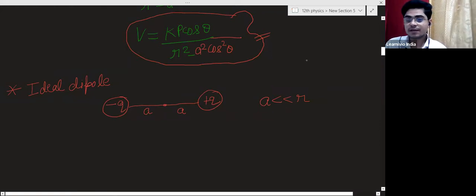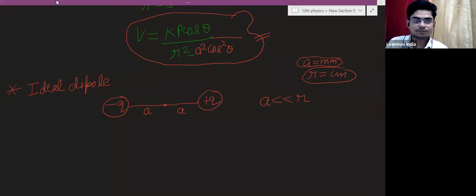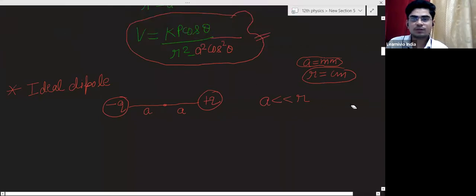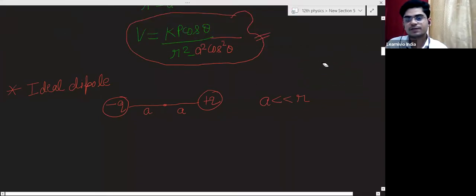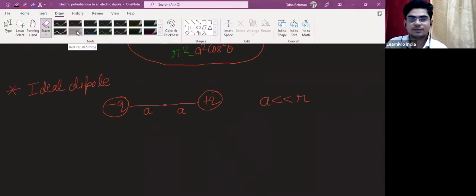So we can say that a can be in millimeter, and r can be in centimeter. It can also be in millimeter or some smaller unit of distance. So it means that a is much less than r. I am writing this because these are proven things from the scientists. I am not writing this from my side.